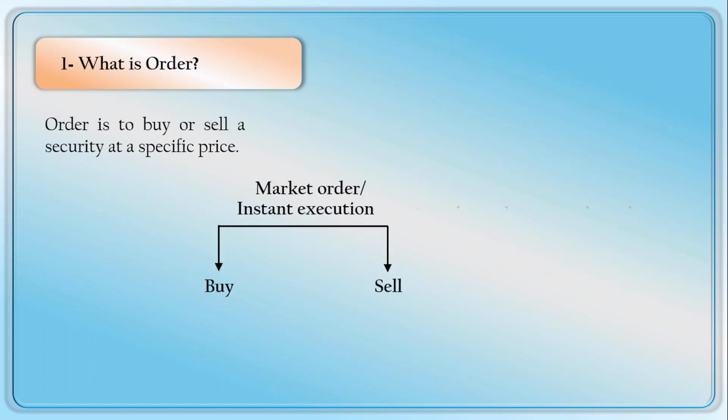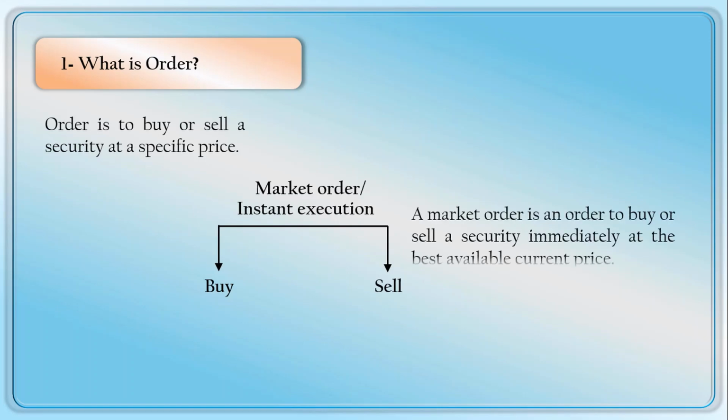So what is a market order? A market order is an order to buy or sell a security immediately at the best available current price. It is the most common type of order used by traders who want to enter or exit a position quickly. Market orders are filled at the best available price, but the trader may not get the exact price they wanted because of slippage, and in the coming lessons we'll teach you what slippage is.